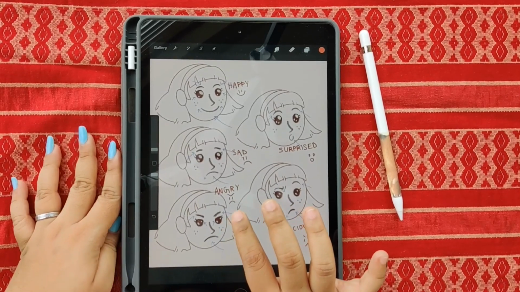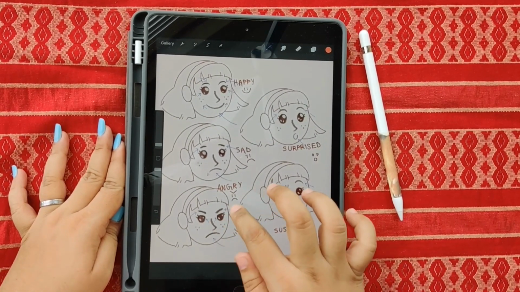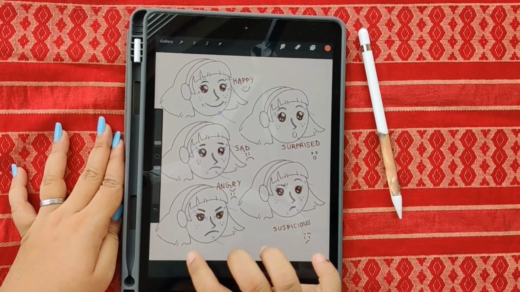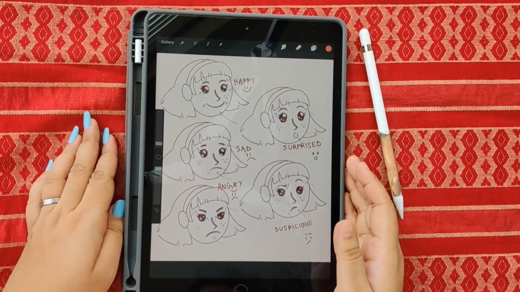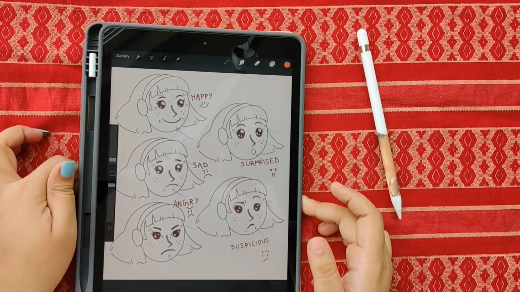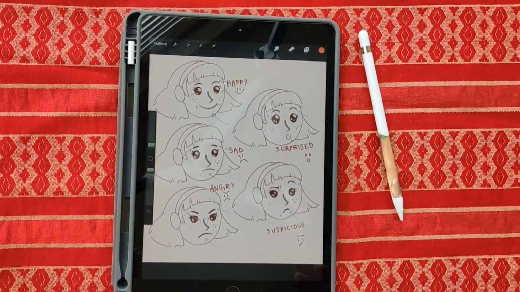In angry, it is important to make the brows furrow downwards on the inward side, just like this, and the eyes are often a bit squinty, and the mouth is frowny or turned downwards. When it comes to the surprised face, what do we see? Most important part, the brows.